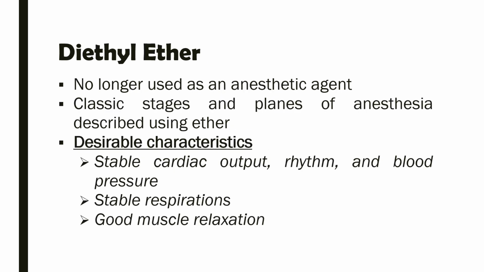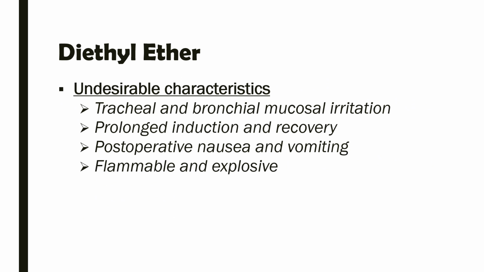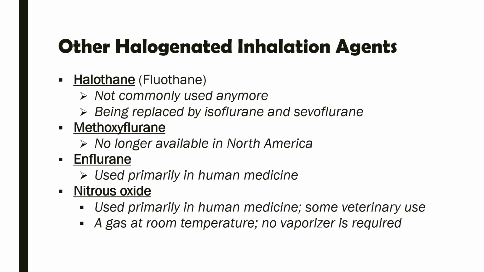Diethyl ether is no longer used as an anesthetic agent. These are the undesirable characteristics of diethyl ether. Halothane is not commonly used anymore as an inhalant anesthetic agent. It is being replaced by iso and sevoflurane. Methoxyflurane is also no longer used, particularly in North America. Enflurane is used primarily in human medicine. And nitrous oxide is also used primarily in human medicine, with some veterinary use. It is a gas at room temperature, and no vaporizer is required.